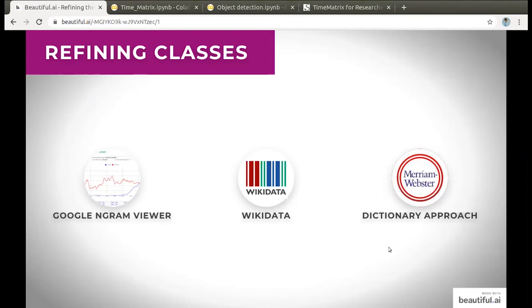I would like to mention one key point right now. The approach which we chose is not the best one. But at our level, at our position in the project, we haven't found another approach. That's why we decided to choose the approach which we have right now. During the project, we checked three main sources of time contexts of the classes. First of all is Google Ngram Viewer, and Kim already mentioned it. The second one is Wikidata, and the third one is the dictionary approach.